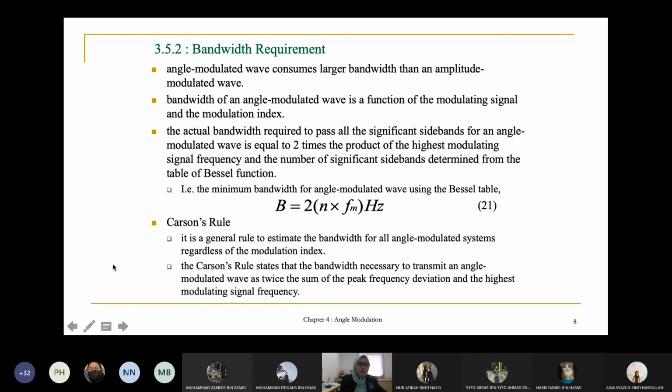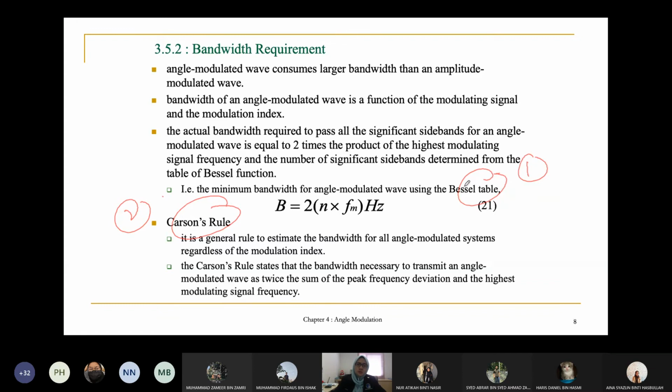Okay, so for angle modulation, to calculate the bandwidth, there are two ways. One is based on the Bessel function or the Bessel table. The second method is by using Carson Rule. So there are two equations, or two formulas, to calculate the bandwidth for angle modulation.